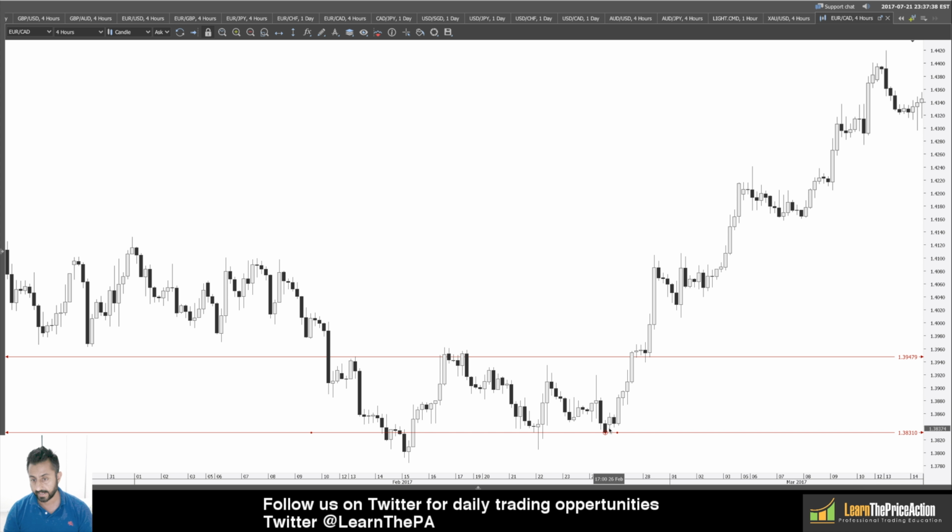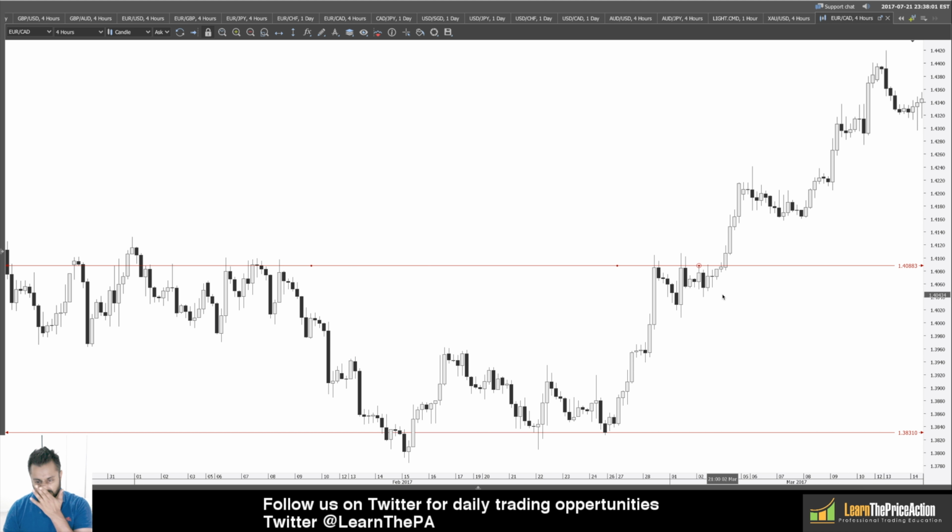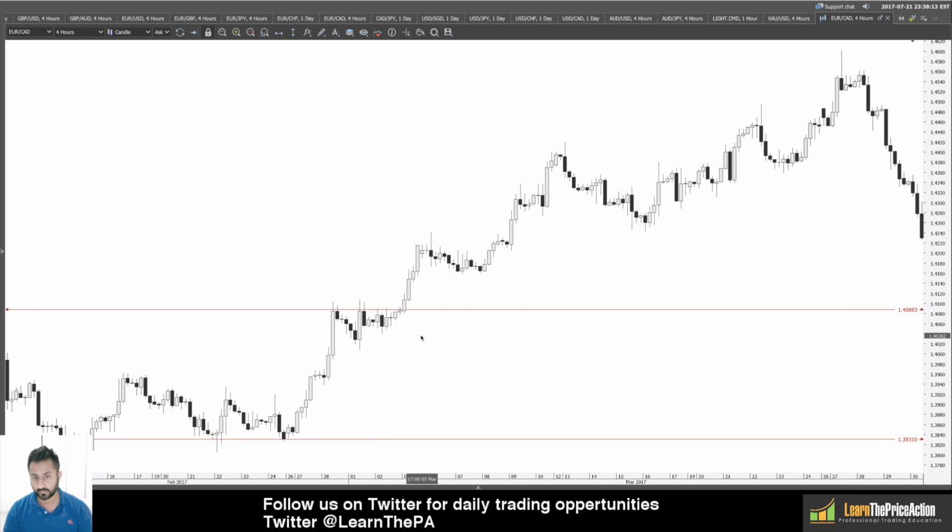Okay, and what's the next hook point it created? It created a hook point around here. Okay, so this goes up, the market comes down, and then goes up, and then comes down. So that's the last hook point right here. Okay, there you go. That's the last hook point. So that means anything above this line and above this line, now we are a buyer. Okay, so let's see how the market moves now.